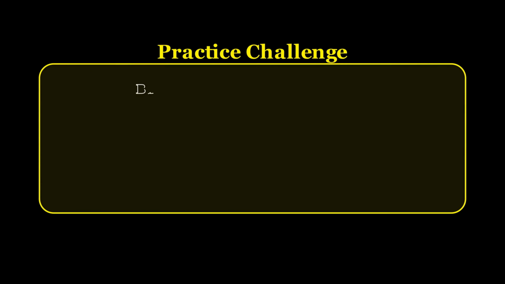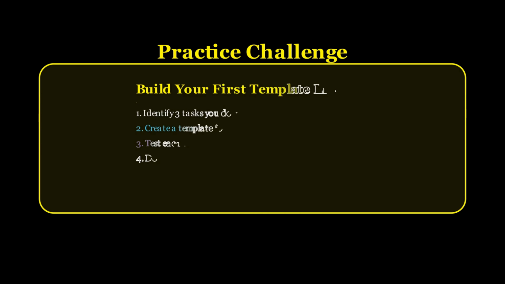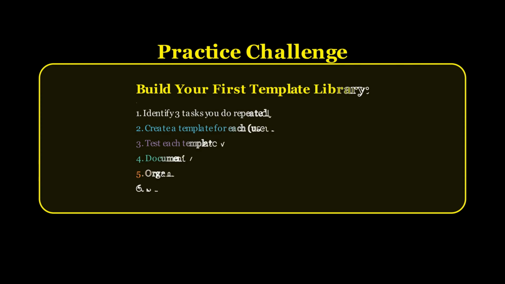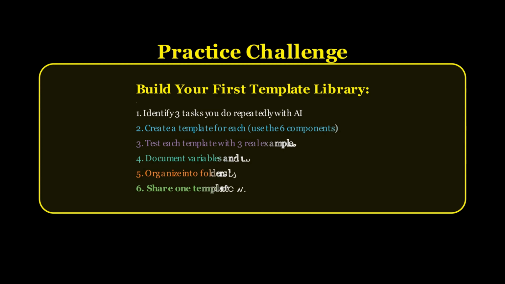Here's your challenge. Build your first template library. Identify 3 tasks you do repeatedly. Create a template for each using the 6 components. Test each with 3 real examples. Document variables and usage. Organize into folders. And share one template with a colleague. Start small. Grow your library over time.